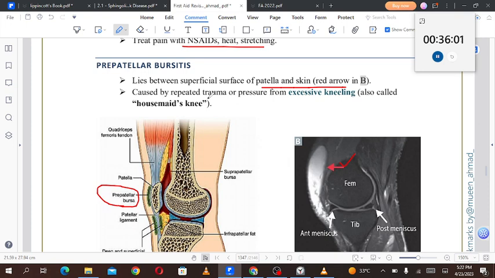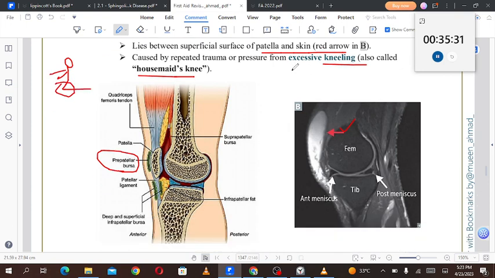It can be caused by repeated trauma or pressure from excessive kneeling, also known as housemaid's knee. A housemaid is a woman who works in a home, so she has to kneel down on the floor again and again. So suppose there is a person sitting with her knees bent on the floor, and she has to clean the floor with her arms. This kneeling movement can cause prepatellar bursitis, and that is why it is also called housemaid's knee.